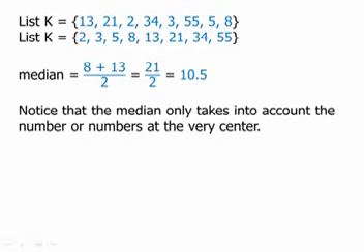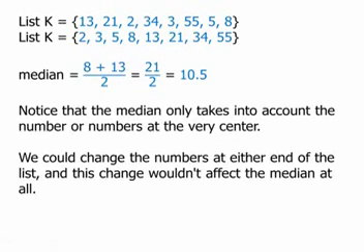Notice that the median only takes into account the number or numbers at the very center. We could change the numbers at either end of the list, and this change wouldn't affect the median at all. For example, in that particular list, suppose we changed the 55 to 55,000. The median wouldn't change at all. The mean would change, but not the median. We'll talk about that in the next video.